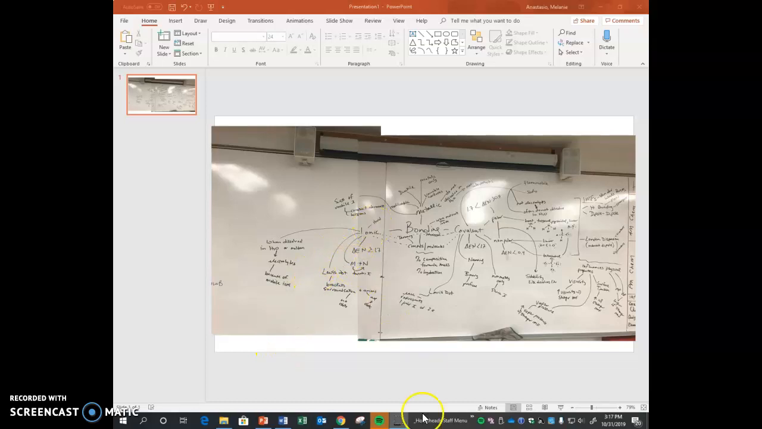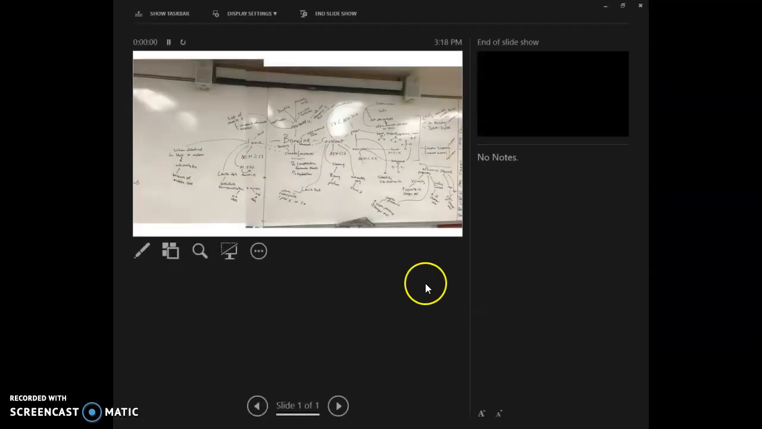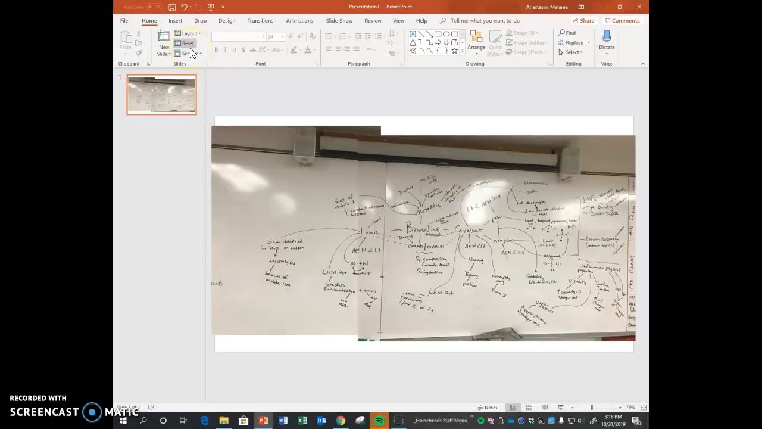Okay, so our word web. We're looking at the full screen here. Oh, maybe not. Hang on. Let me try that again. Okay, so we have bonding in the center, and we can subdivide bonding up into covalent and ionic and metallic.